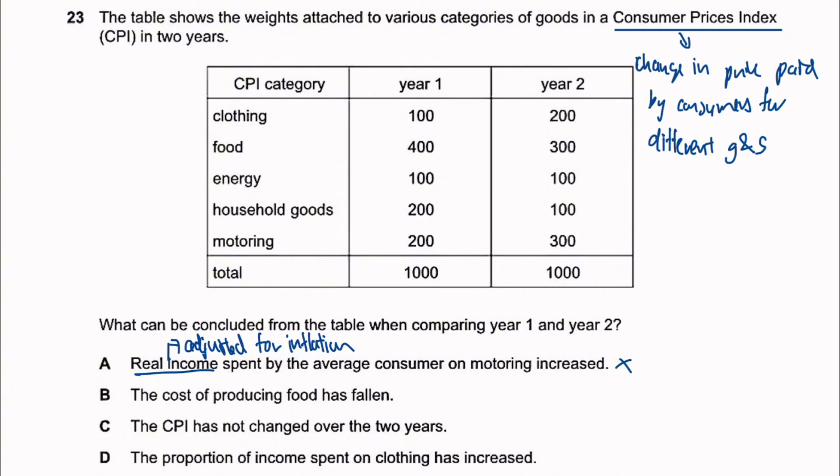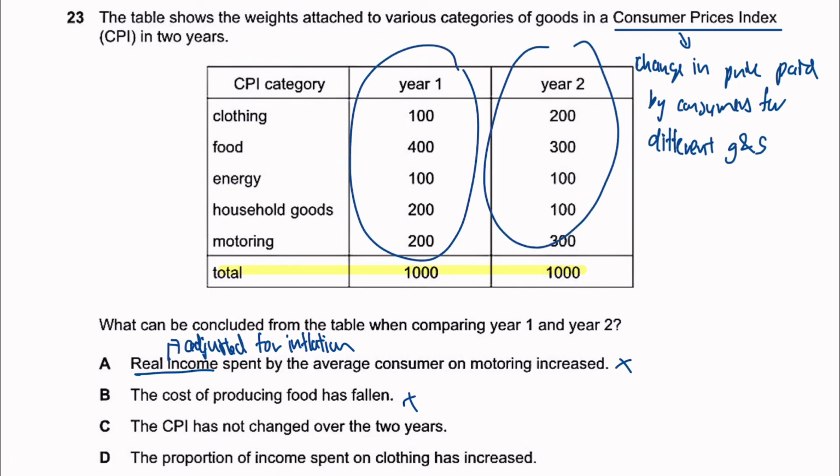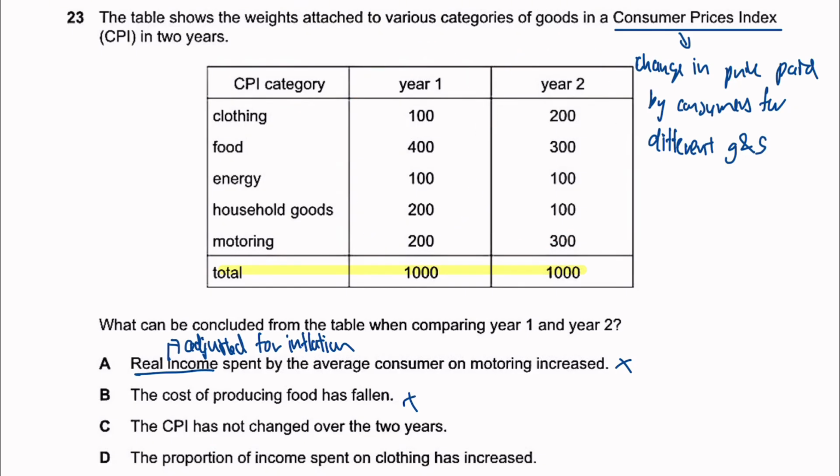B, the cost of producing food has fallen. Okay, CPI has fallen, not the cost of producing food, because it's a different thing. C, CPI has not changed over the 2 years. Well, let's see. Total change, the total does not change, but the individual weights change. So you cannot say that CPI has not changed over the 2 years unless the first year data and the second data are completely the same, then C is correct.